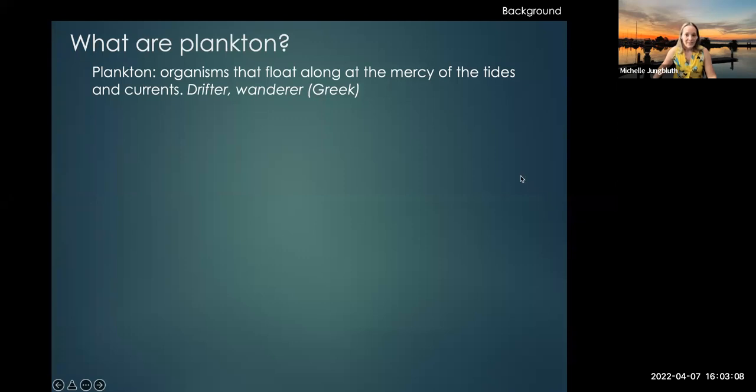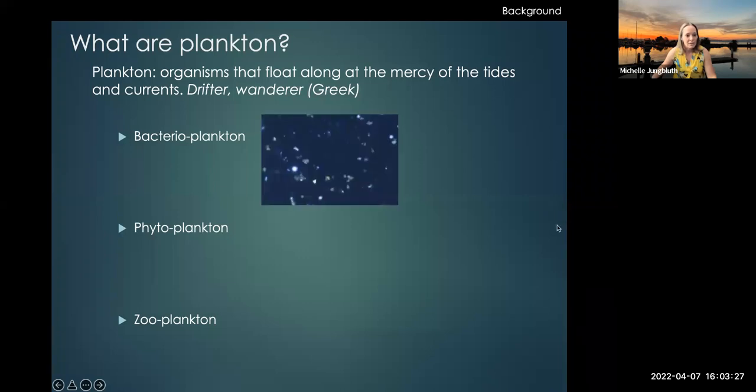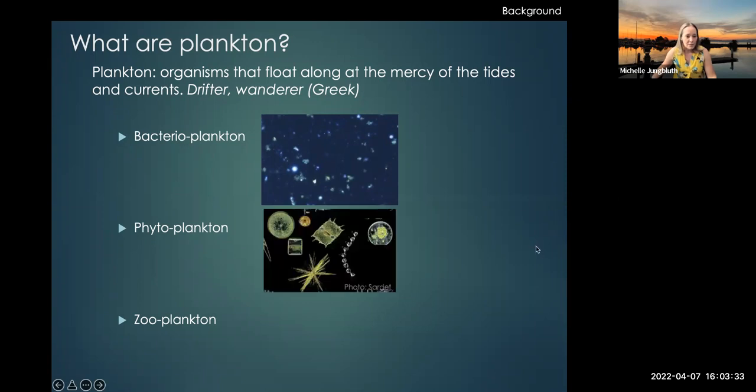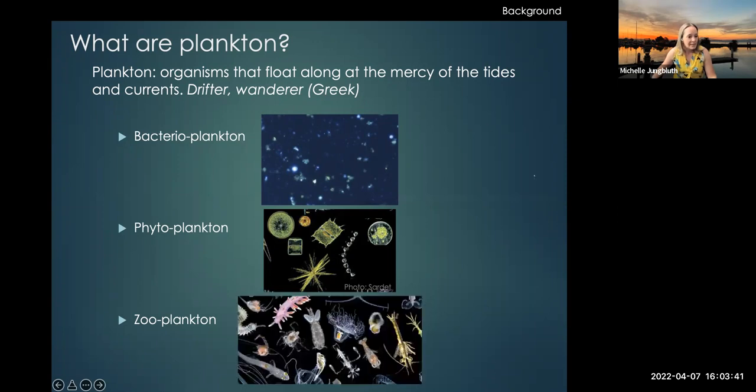So just to get us all on the same page, I'm sure most of you know what plankton are, but for those that may not, plankton are organisms that float along at the mercy of the tides and currents. In Greek, plankton means drifter or wanderer. There are three general categories of plankton that we like to classify them into broadly. The bacterioplankton, which are the ultra microscopic bacterial portion of the plankton. There are the phytoplankton, which are the photosynthetic ones that are the primary producers at the very base of the food web. And then there are zooplankton, the animal portion of the plankton, which tend to be the focus of a lot of the work that I do.